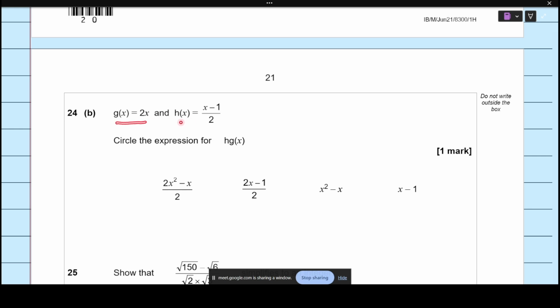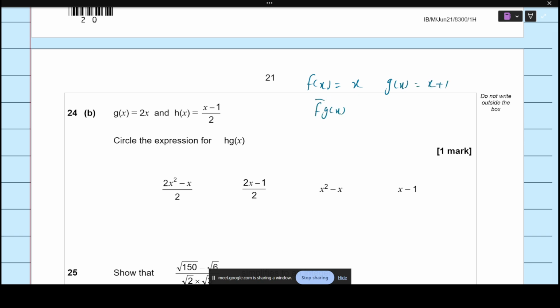g of x is equal to 2x and h of x is equal to (x minus 1) divided by 2. Circle the expression for h of g of x. For instance, we're going to have f of x is equal to x squared and g of x is equal to x plus 1. And we want to write f of g of x.